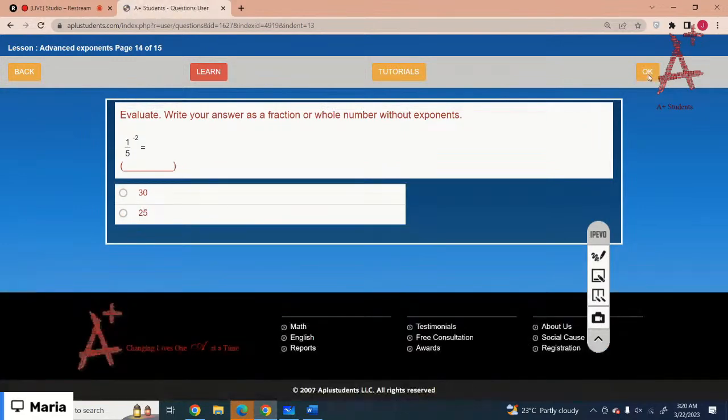Okay, 1 over 5 exponent negative 2. So which is the correct option? Yes, very good. That would be 25. So the correct option is 25.